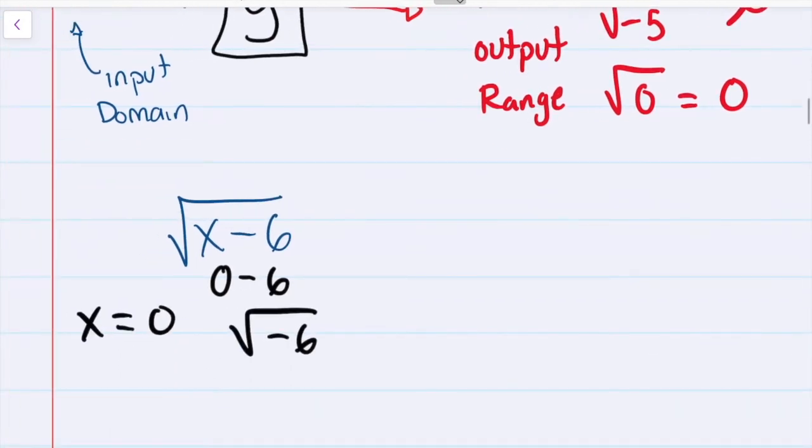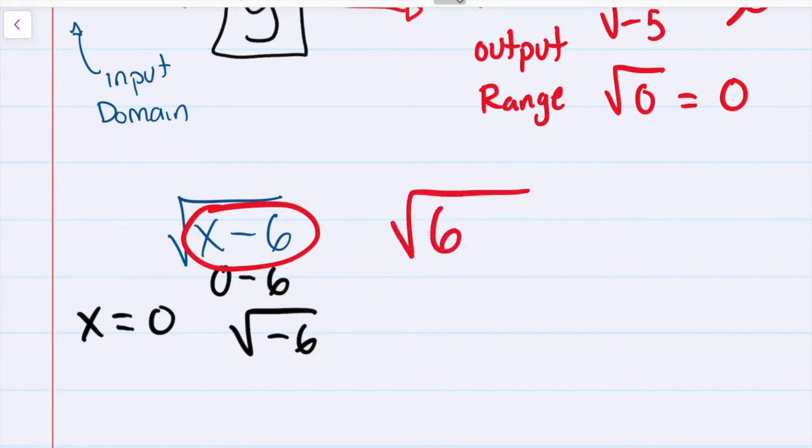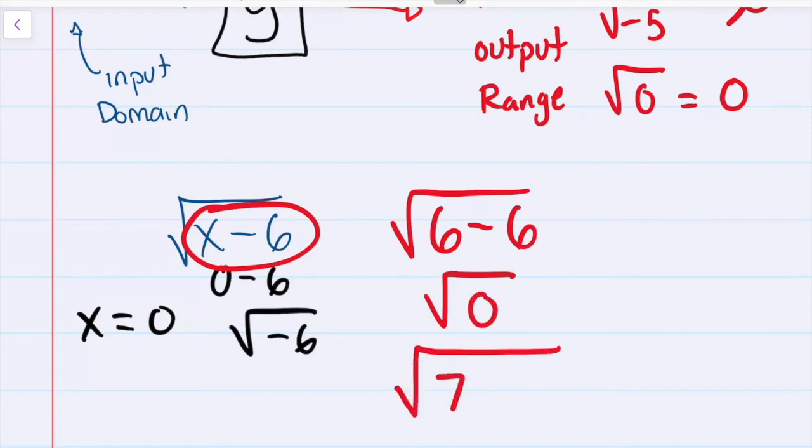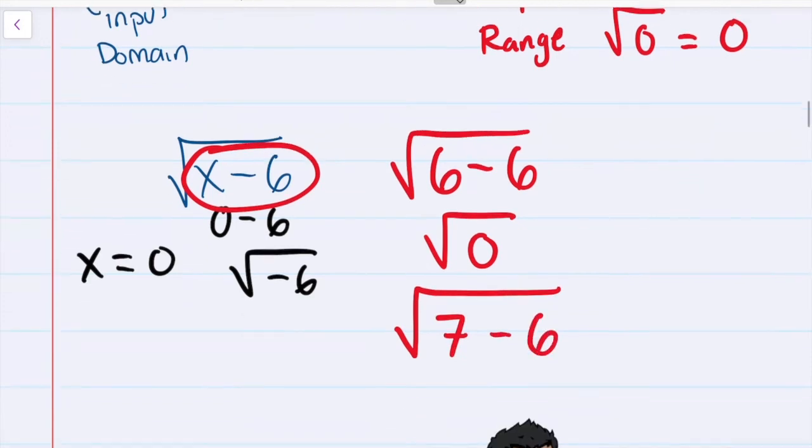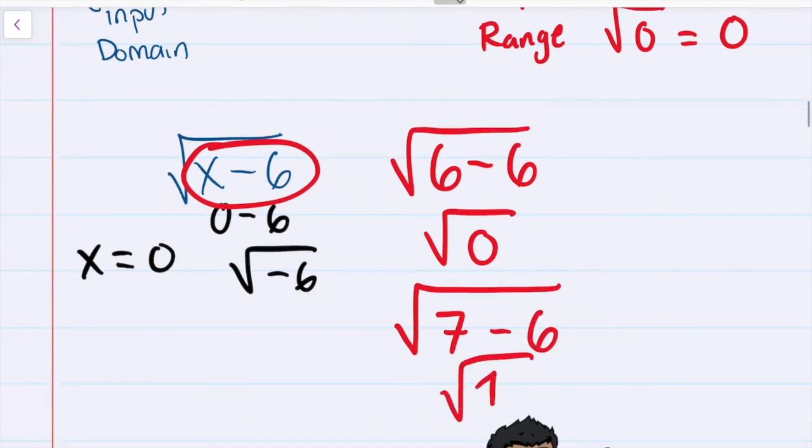So look at your x. When do we start getting positive answers? Well, what does x have to be for this to be 0? You guessed it. If we put a 6 minus a 6, don't we start getting a 0? If we put a number bigger than 6, like a 7 minus 6, don't we start getting a square root of 1? And we start getting positive numbers. The bigger the number after 6 is when we start getting answers that we want.